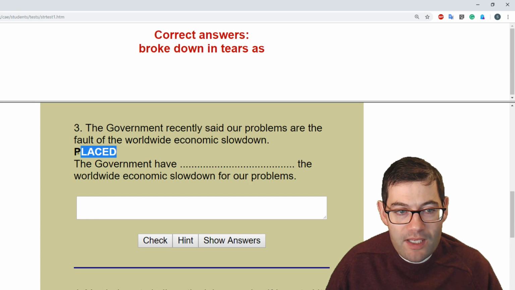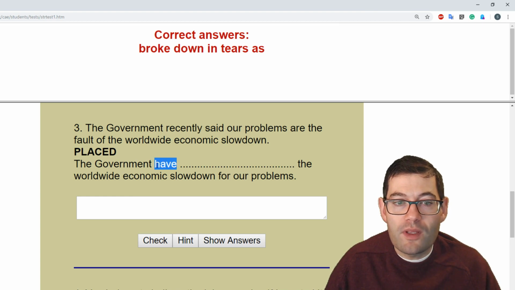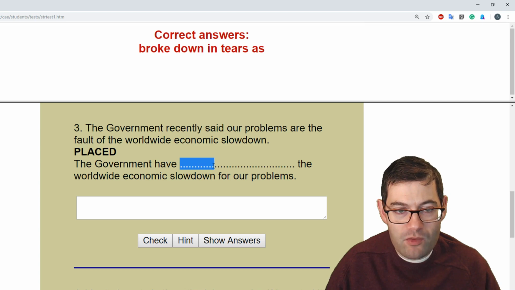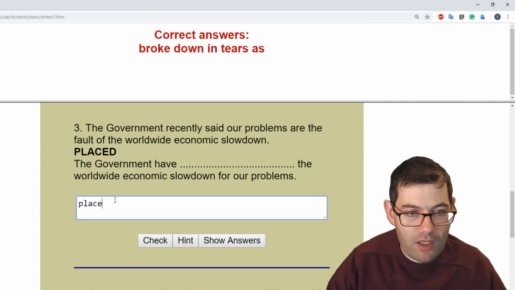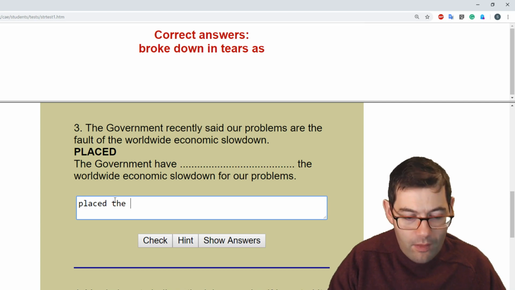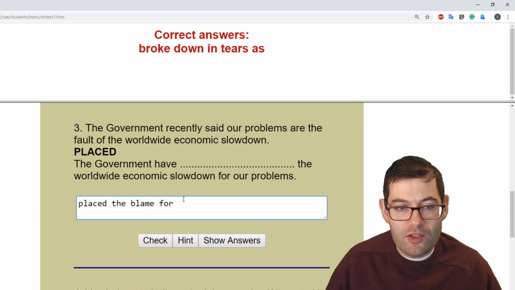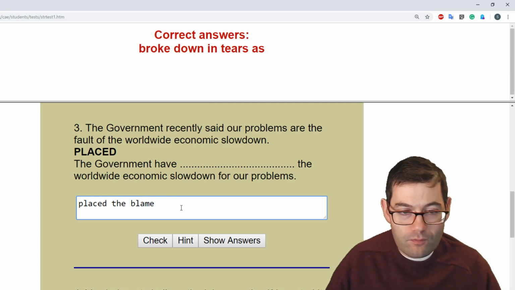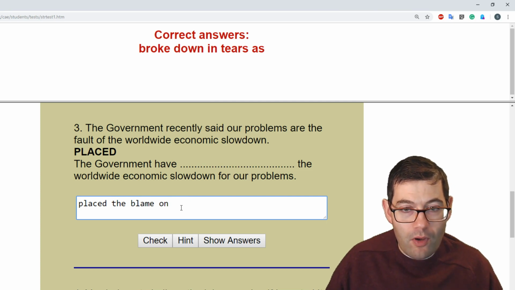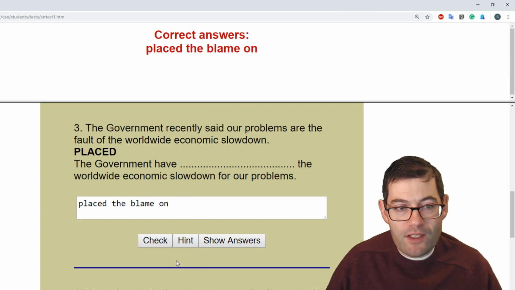If we have a look at the key word, it's placed. Placed is a past participle. Past participles go with the verb have to make the perfect form. So it makes sense that our key word goes right after have. So the government have placed the blame for the worldwide economic slowdown. The blame, not for. The blame on. Let's see if we got that right. Yes, placed the blame on the worldwide economic slowdown for our problems. So that covers question number 3.